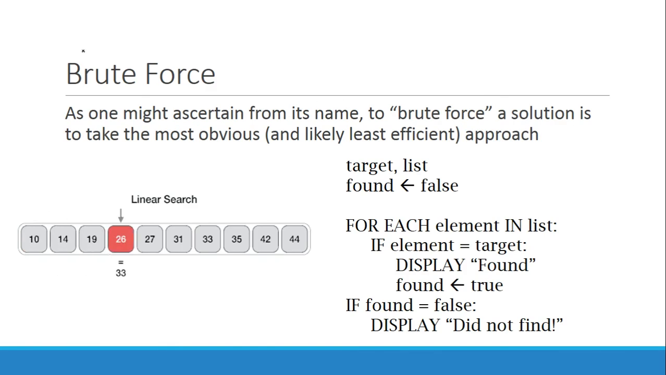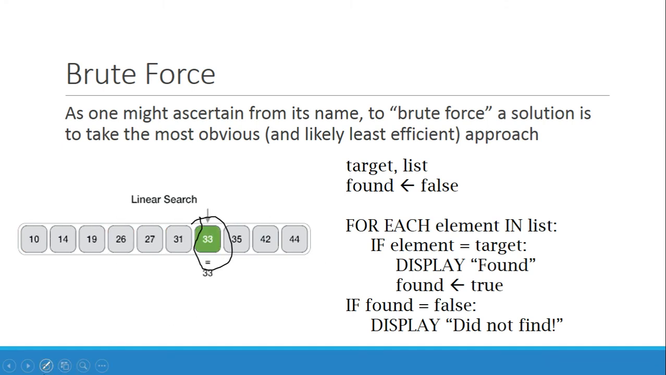Brute force is where we take a very obvious and simple solution to the problem. And in the case of a search, the easiest way to search for a number is to start with the left value, check if it's the one we're looking for, then check the next one, and so on and so forth until we find the right value. In the case of our example here on the left side, you can see we're looking for the number 33, and we just check every number till we get there, and when we do, we say, cool, we're all done.